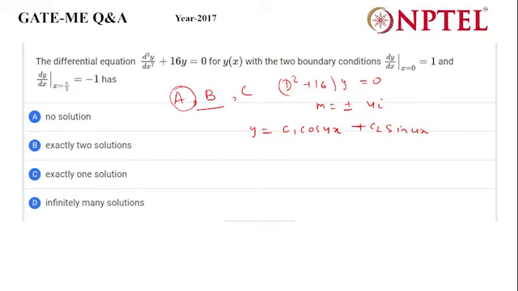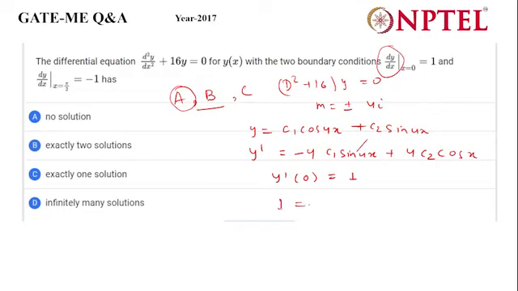What else? They have given two boundary conditions, both for y dash. We'll find the y dash. y dash will be minus 4 C1 sin 4x plus 4 C2 cos 4x. Okay, your first boundary condition is y dash at x = 0 is 1. So when you put 0 here as x, this term will get 0 and 1 will be 4 C2. So your C2 will be 1 by 4 with the first boundary condition.